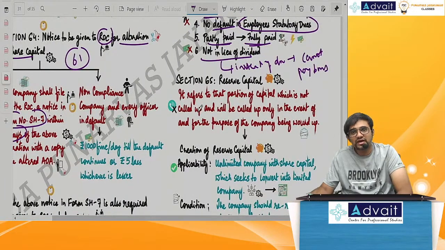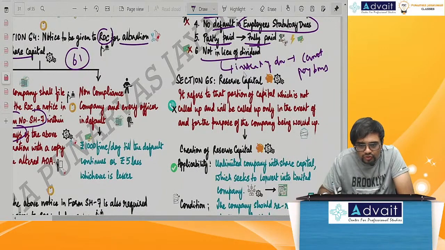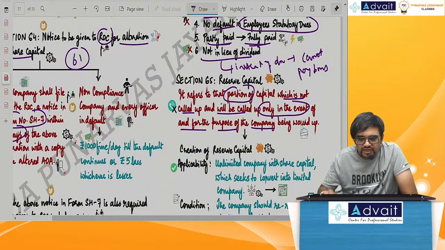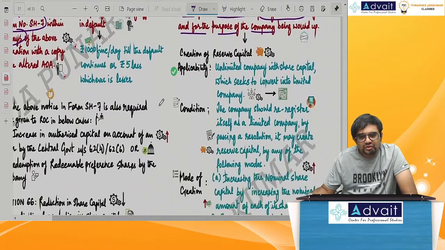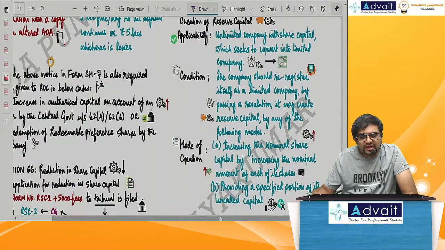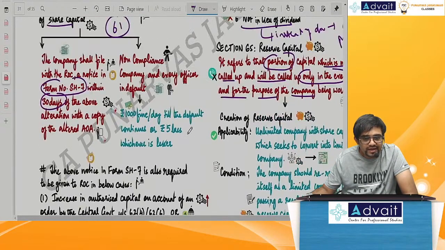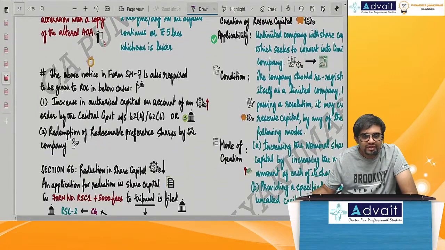Now section 65, reserve capital. Reserve capital is that portion of capital which is not called up, and it will be called up only in the event of and for the purpose of winding up. If the company is being wound up, only then it is called. Otherwise, reserve capital is not called later. It is applicable only for an unlimited company with share capital which seeks to convert into a limited company. At that point of time, I should have a reserve capital concept, that part of uncalled capital which will be called up only at the time of winding up.